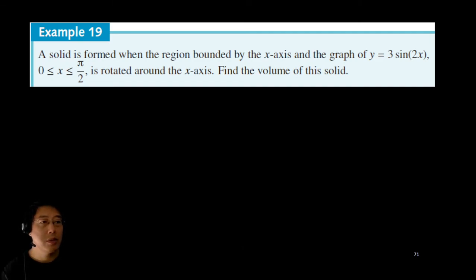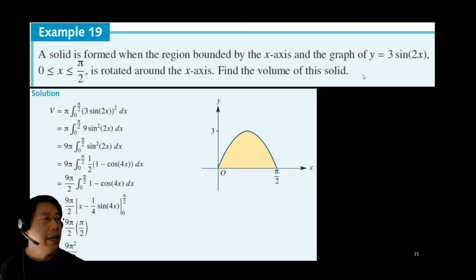Another one, so it's not necessarily between two curves. This one is about remembering to use technique with circular functions. Because we square the function for a volume of revolution, after taking the 9 out, we get a sine squared.